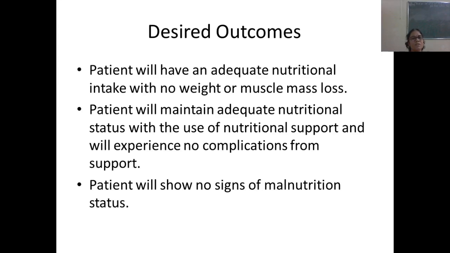Desired outcomes are patient will have an adequate nutritional intake with no weight or muscle mass loss. Patient will maintain adequate nutritional status with the use of nutritional support and will experience no complications from support. Patient will show no signs of malnutrition.